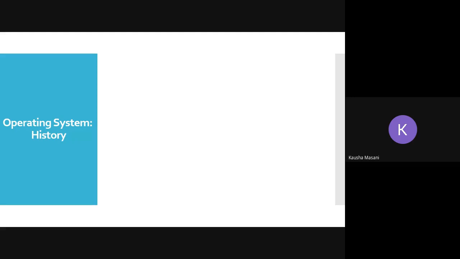IBM evolved after the 1940s. Before that, the first computer, also known as the analytical machine, was built by Charles Babbage. But it was just a machine. It was not doing anything apart from simple mathematical calculations.